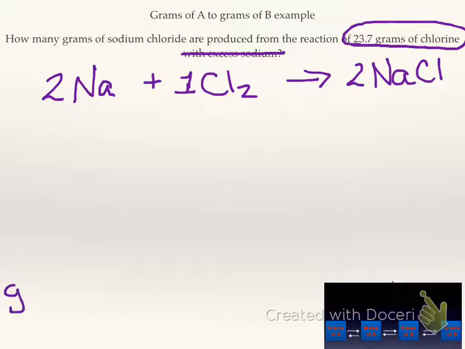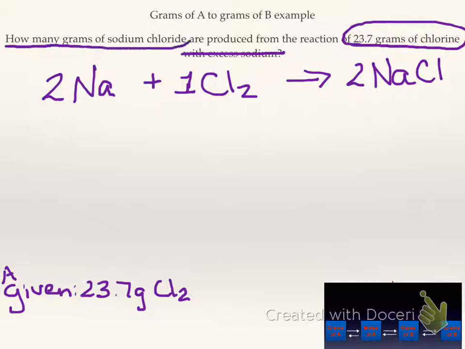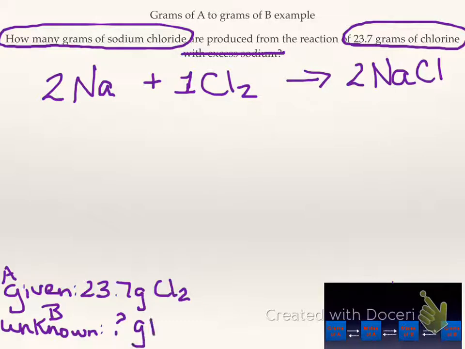So our given is 23.7 grams of chlorine, so Cl2. That's our A when we start using our mole map. And then we need to figure out what our unknown is. So we look for the question word, how many, in this case grams of sodium chloride. So our unknown, which is our B, is grams of NaCl.